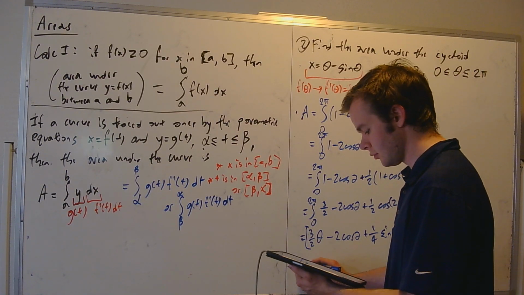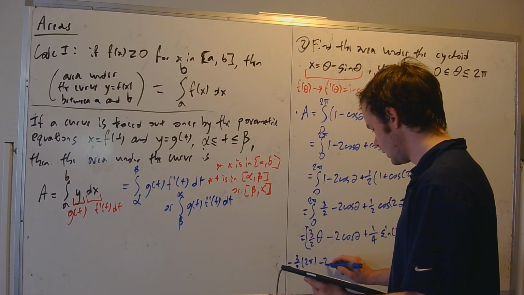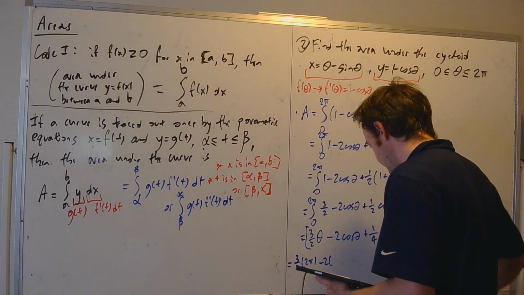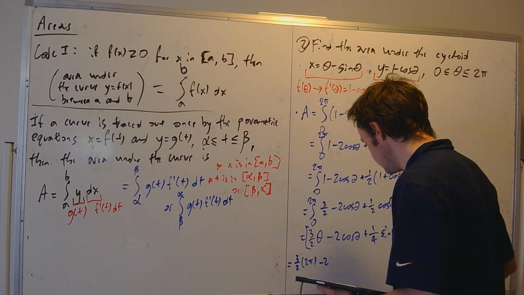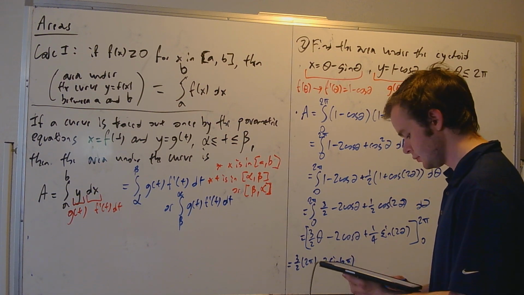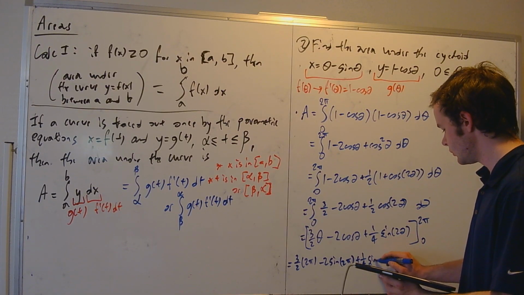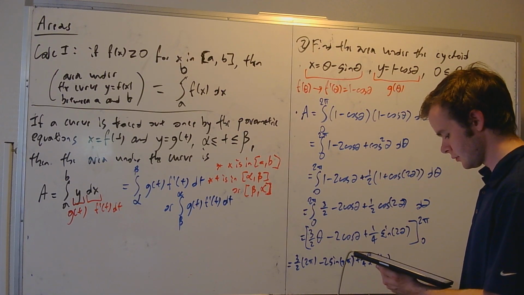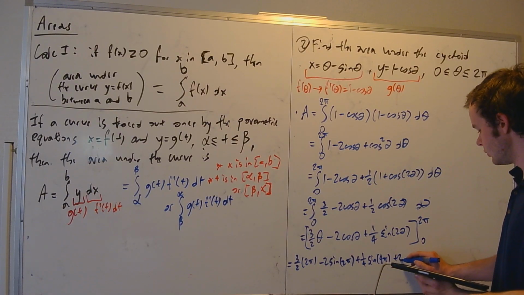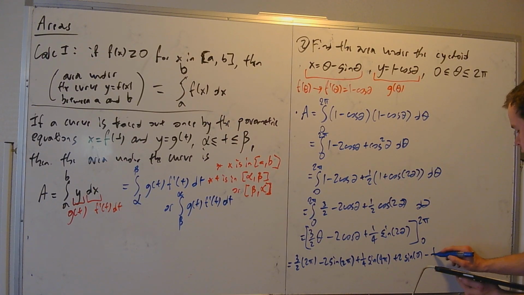So if you plug in the numbers, you're going to get 3/2 times 2 pi minus 2 times 2 times sine of 2 pi plus 1/4 times the sine of 4 pi plus 2 sine of 0 minus 1/4 sine of 0. Right, so just plugging these in is what you get.